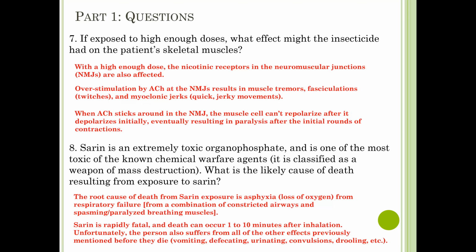Sarin is rapidly fatal. Death can occur within 1 to 10 minutes after inhalation of a fatal dose. And unfortunately, it's not a quick or pleasant death because the person also suffers from all of the other effects that we just previously mentioned that occur with this acetylcholinesterase blocker. So they may have vomiting, defecation, urination, convulsions, drooling, all of that before they have the final stage of asphyxia where they can't breathe and die. And because sarin is such a nasty drug, it was outlawed by the Chemical Weapons Convention in 1997.